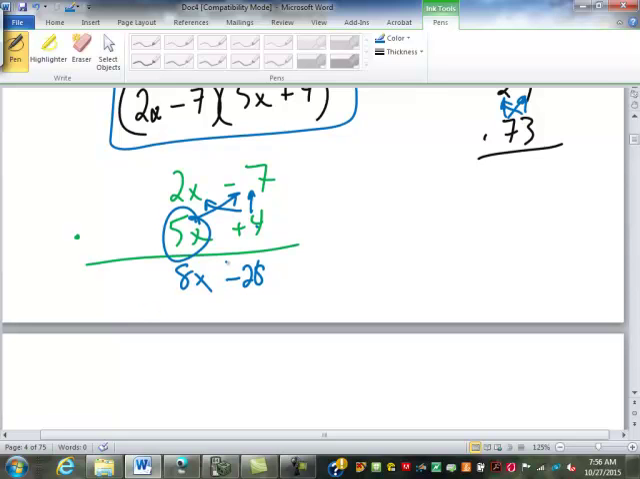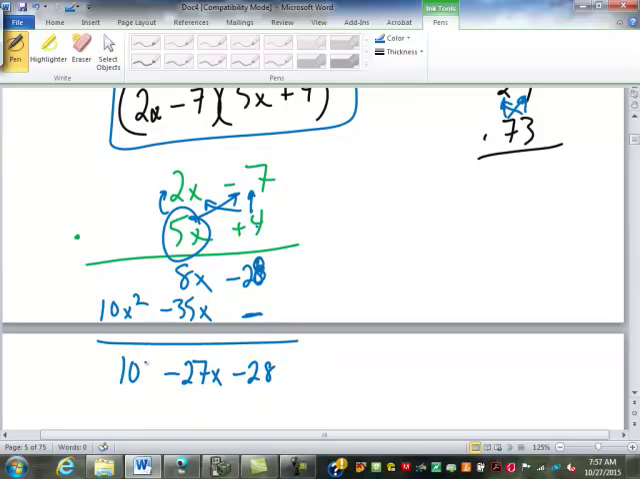negative 35x. Now we've always been taught to either put a 0 or leave a blank space here. Negative 35x has to go under the other x's, like that anyway. Negative 28. Then 5x times 2x is 10x squared. And now we combine. Negative 28 doesn't have anything to combine with. 8x and negative 35x is a negative 27x. I'll leave it up to you to confirm that 8 plus negative 35 is negative 27 on your own if you want to. And 10x squared is just 10x squared. That's it.